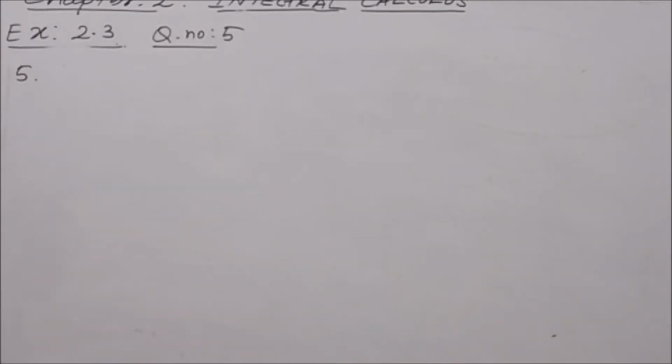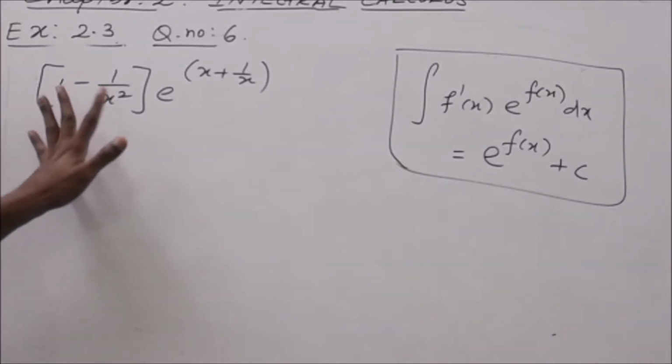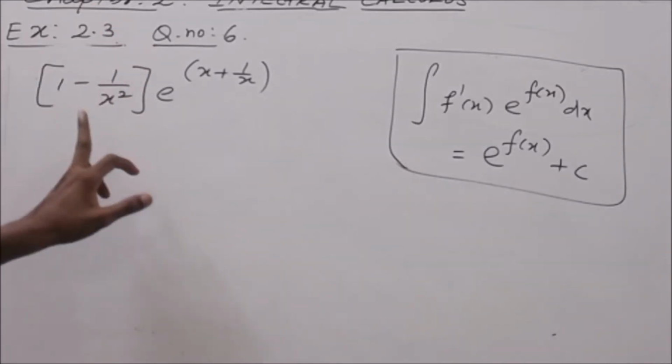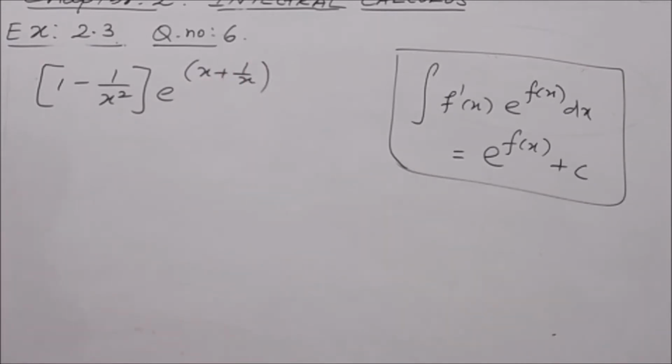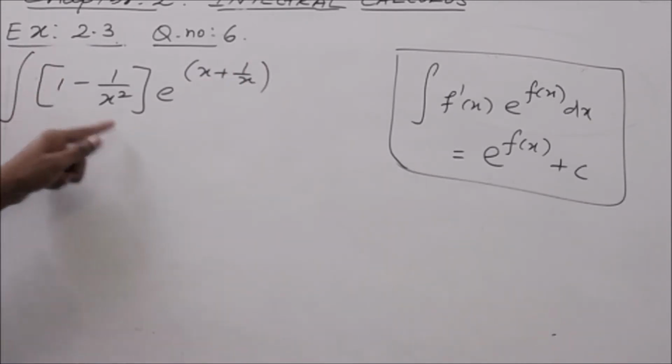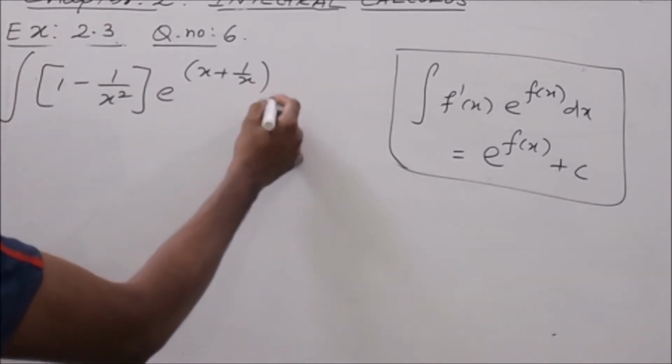Our next question, sixth question. Question number 6. Given: integral of (1 minus 1 by x square) into e power (x plus 1 by x) dx.